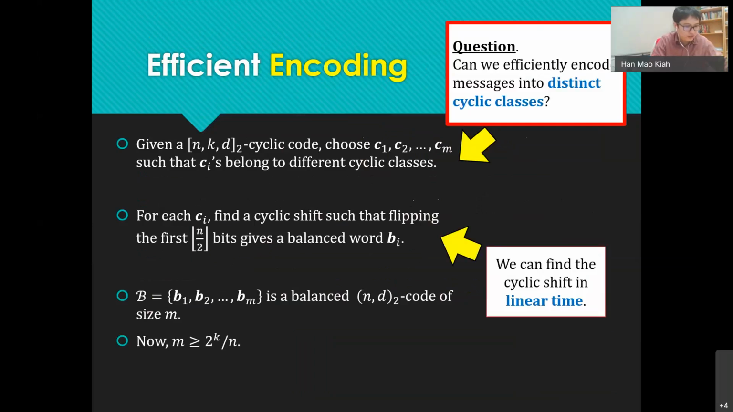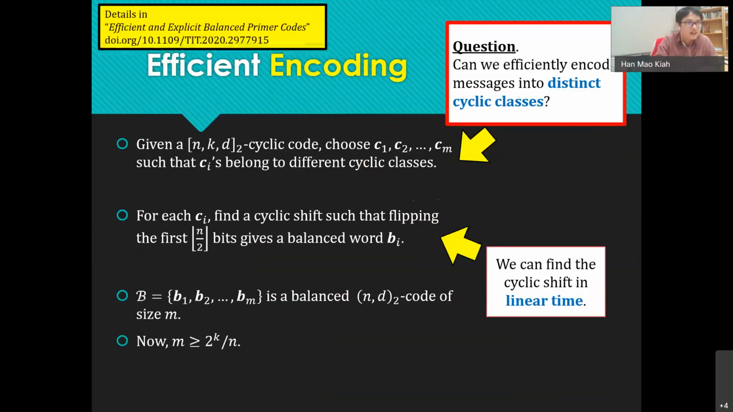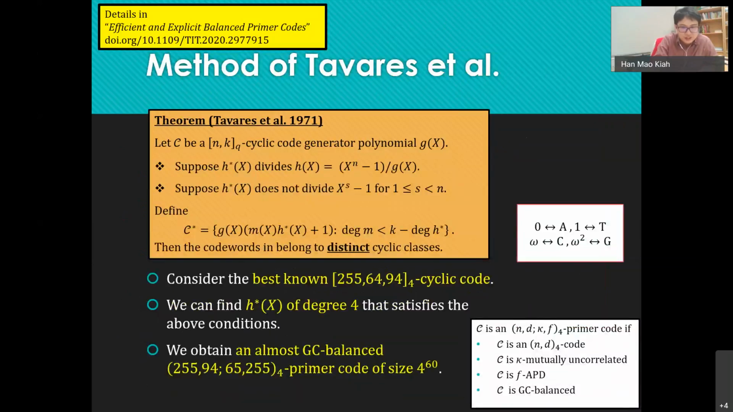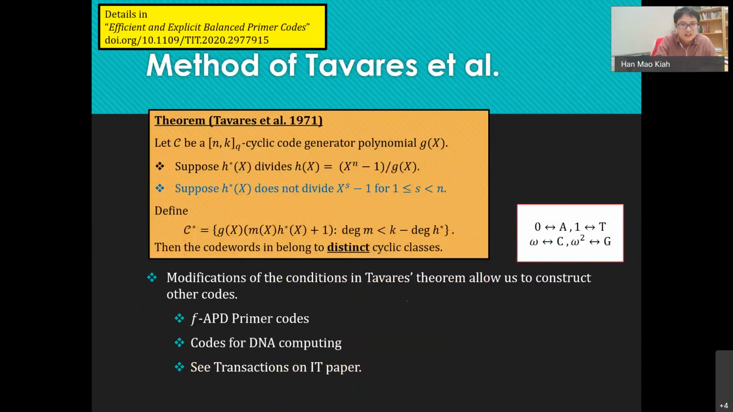Now it remains to provide an efficient way of encoding messages into distinct cyclic classes. But I'm running out of time for this part, so I will not go through it in detail. The details can be found in our Transactions paper. I'll just quickly scroll through the slides. As you can see, we are again using another technique of Tavares to do the encoding.